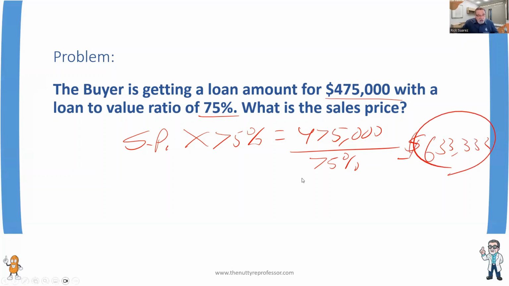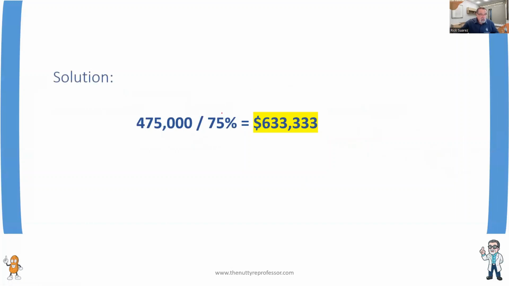Let me show it to you clean so you can see it better. There it is right there. Anytime you have a missing component, you just simply divide 475,000 divided by 75%. It's going to give you 633,333.